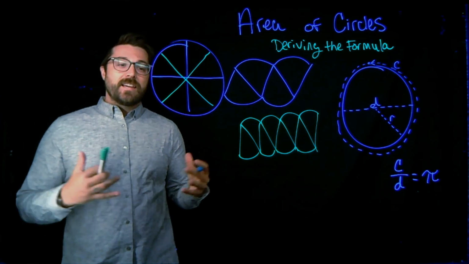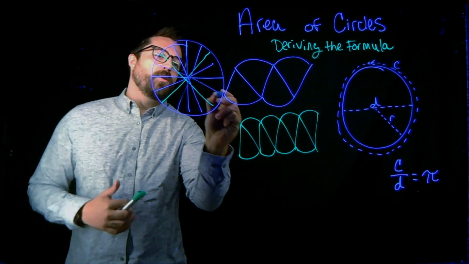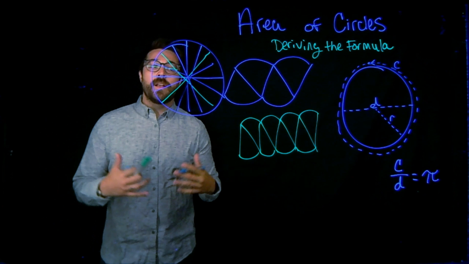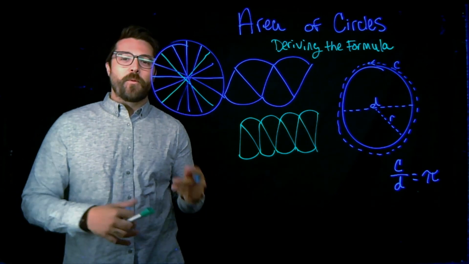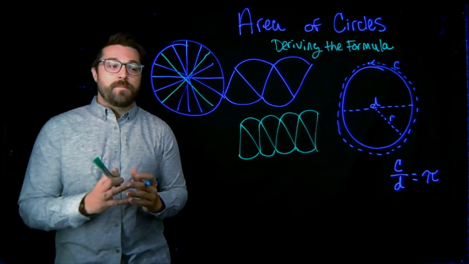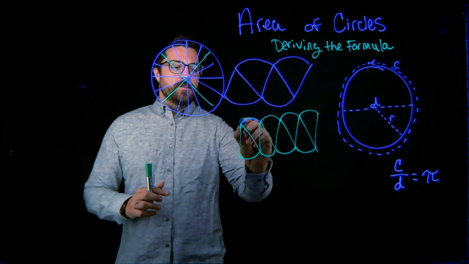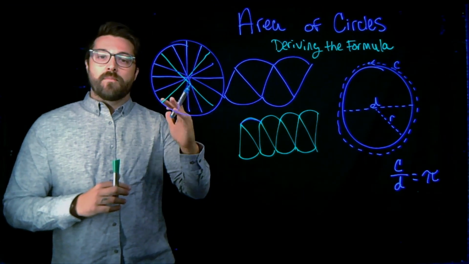And the idea here is if I could continue to break this circle into infinitely more and infinitely more and infinitely more pieces, if I could have an infinitesimally small pie piece, as I continue that process, these round edges are going to become more and more flat, more and more flat.